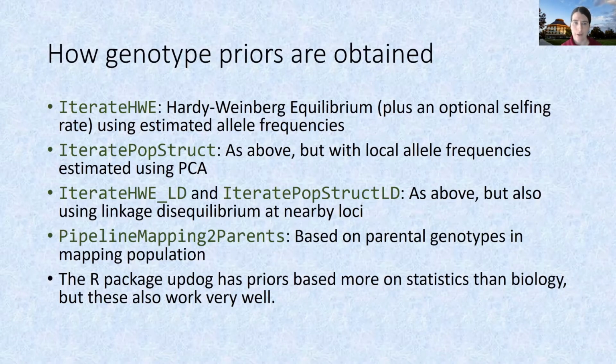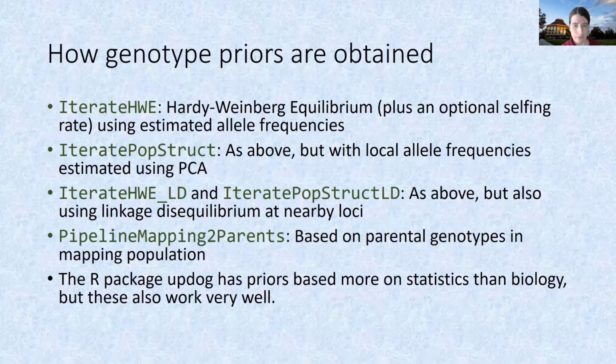Another option is the iterate pop structure pipeline, which assumes there's population structure and runs a principal components analysis on the data and then estimates a local allele frequency for each individual. So saying it comes from a particular part of a population, it has a specific allele frequency. And then you get a different prior basically for each individual, so that can be good for imputation. Both of these also have an option to use linkage disequilibrium at nearby loci, depending on how much LD there is in your species and how densely packed your loci are.